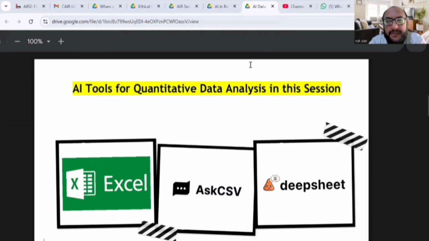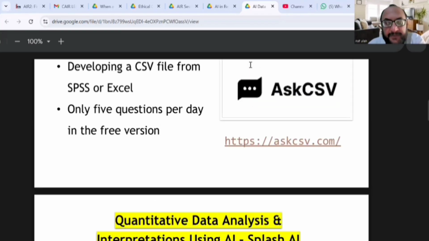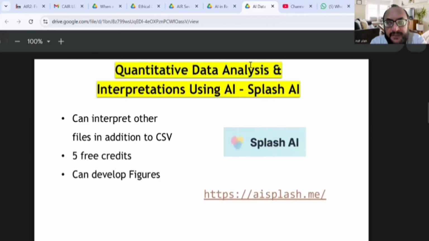So we were given insights into AI tools for quantitative data analysis: Excel, Ask CSV, and DeepSheet. Quantitative data analysis and interpretation using artificial intelligence with AskCSV.com: develop a CSV file from SPSS or Excel, but only 5 questions per day are answered in Ask CSV in the free version. In quantitative data analysis and interpretation using Splash AI, it interprets other files in addition to CSV. There are 5 free credits and it can develop figures as well.